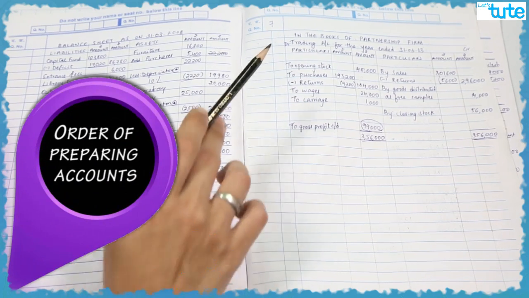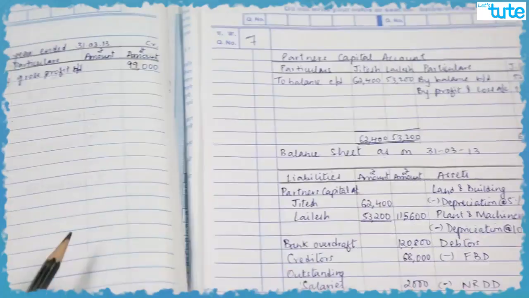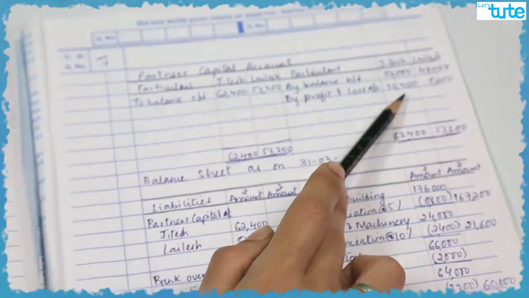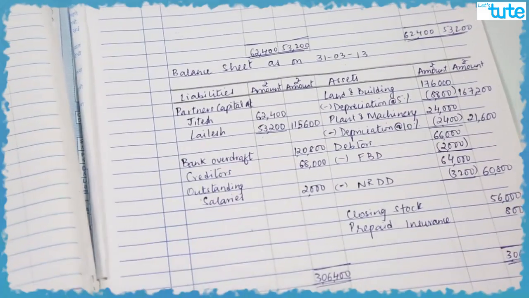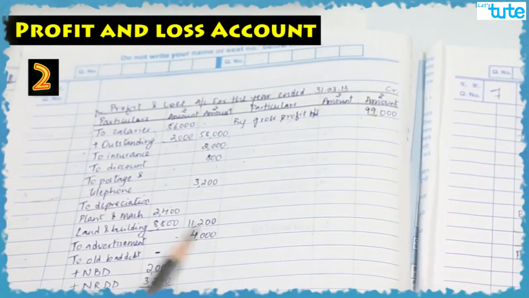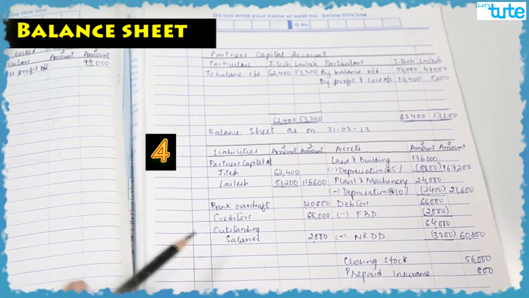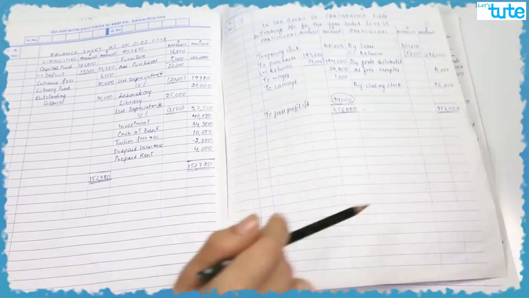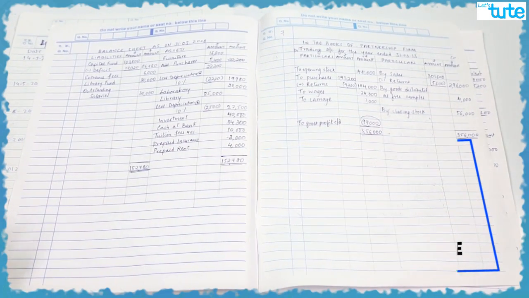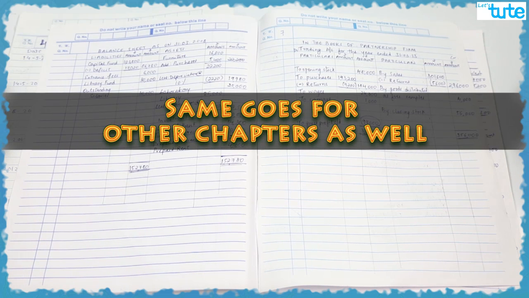Order of preparing accounts. Now we know that gross profit from trading is carried to profit and loss account, and the net profit from profit and loss goes to the balance sheet. So we must prepare the accounts in this order itself. Trading account first, profit and loss account, if there's a partner's capital account, and that followed by the balance sheet. If there is some space here and there on your answer sheet, don't try to just fit in some random account there, as the order in which we prepare accounts is important. Same goes for other chapters as well.